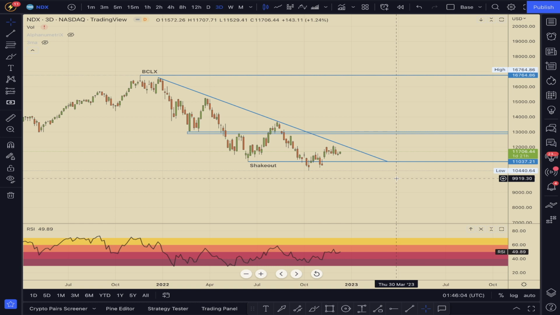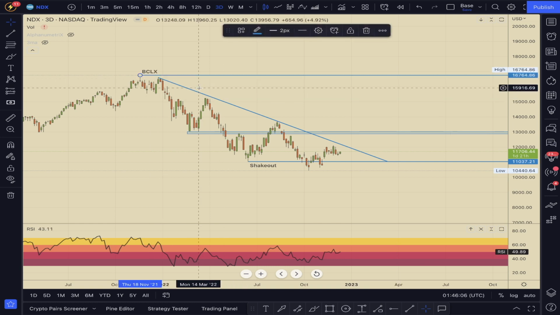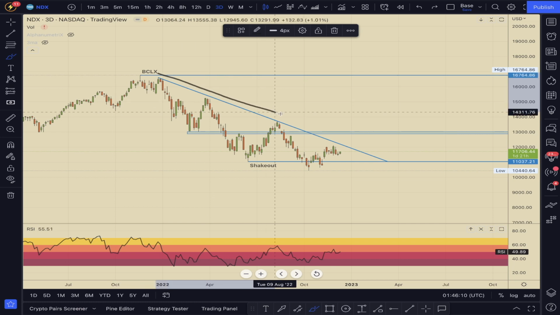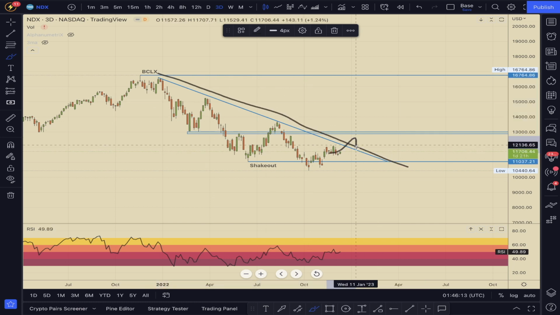Same sort of story here on the NASDAQ. As long as we're below this line right here, we are bearish, but as soon as we get above it, we are bullish. So until we start to see that, that's all we got. We're bearish until proven otherwise.